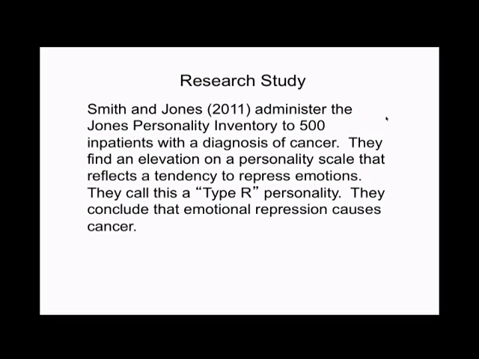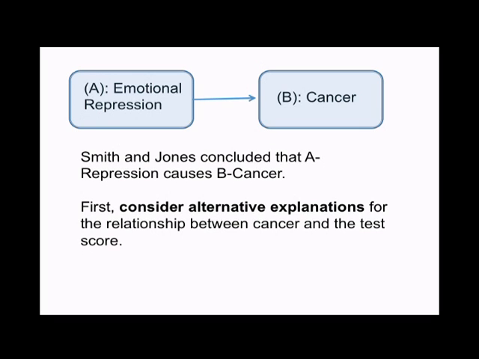So let's give an example. Let's say Smith and Jones administer the Jones Personality Inventory to 500 inpatients who have a diagnosis of cancer. And they end up finding an elevation on a personality scale that reflects a tendency to repress emotions. So they call this type R personality, and they come to the conclusion that emotional repression causes cancer. So how would we critique this study?